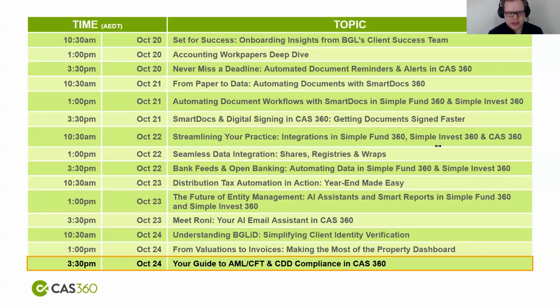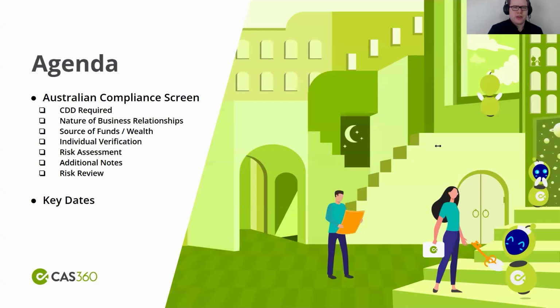Let's get into the actual content for today. So the agenda is fairly simple. We're going to be running through the Australian compliance screen, and as you can see, I've listed out all of the sections that are part of that screen. Some of you may be familiar with some of these terms, as AUSTRAC has been releasing different pieces of information relating to them, and essentially what you will be needing to do come future dates in order to meet compliance requirements. So we'll be going through each of these sections and how to complete them.